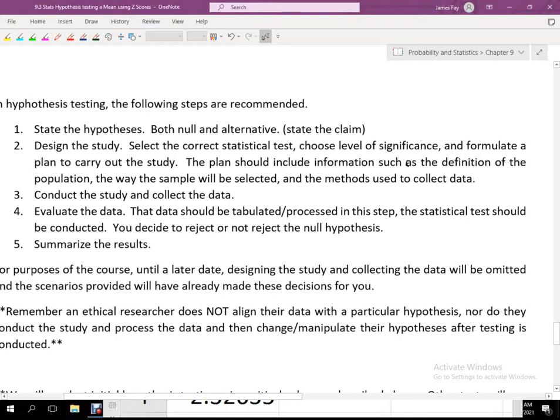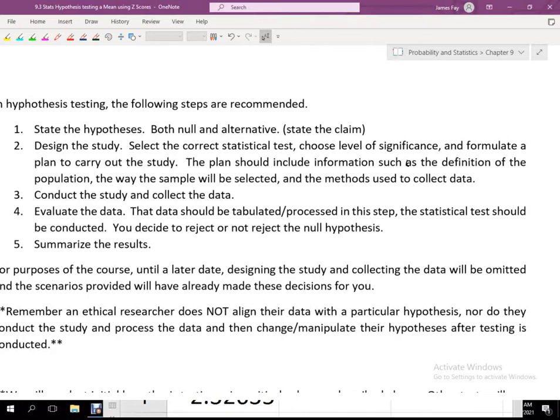Step 4 says evaluate the data. The data should be tabulated and processed in this step. It says the statistical test should be conducted, and you decide to reject or not reject the null hypothesis. So step 4 is, process your data. Put it into graphical tables so that you can read the data. Does that make sense? So it's no longer raw data, but processed data.